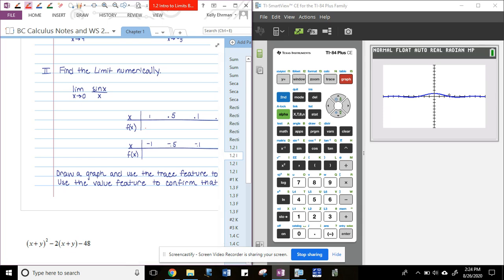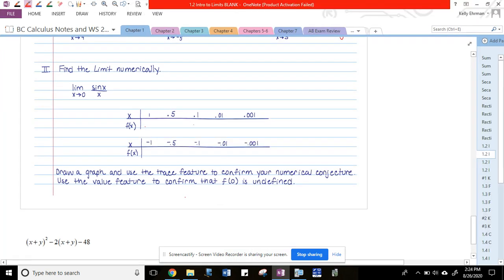If I have my graphing calculator, to save time, I'm not filling out this table. We would never use a numerical approach if we're allowed to use a graphing calculator. If you need more investigation, check out my key that's filled out. It says draw the graph and use the trace feature to confirm your numerical conjecture. Well, if I've got a graphing calculator, I'm not bothering with numerical, and they wouldn't ask you such a thing on the AP test. Anyway, use the value feature to confirm.